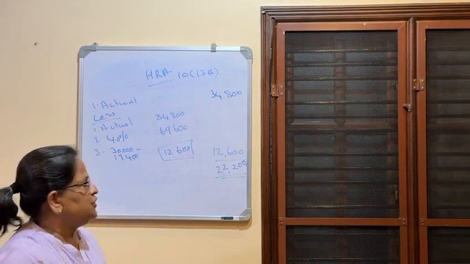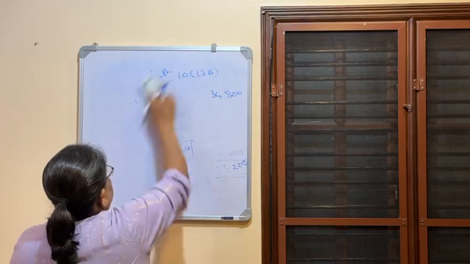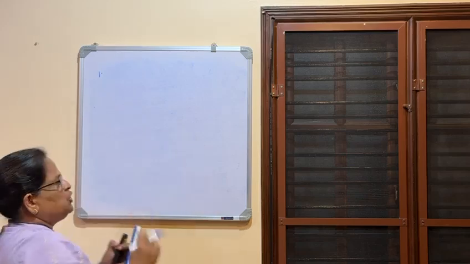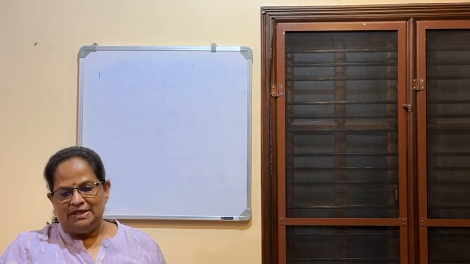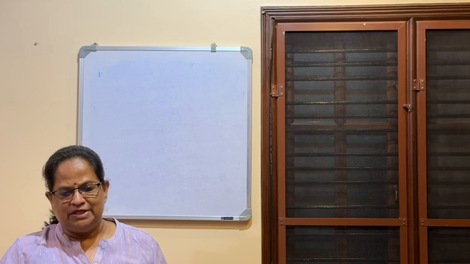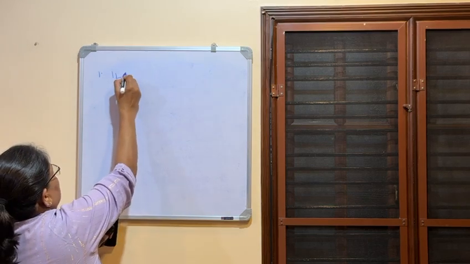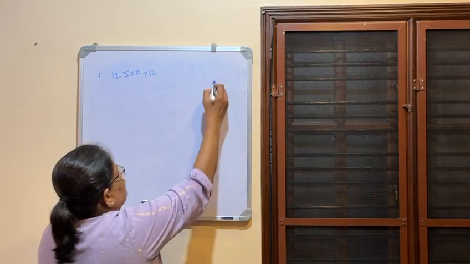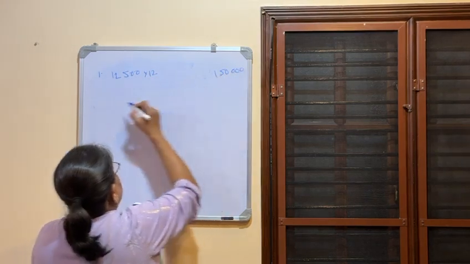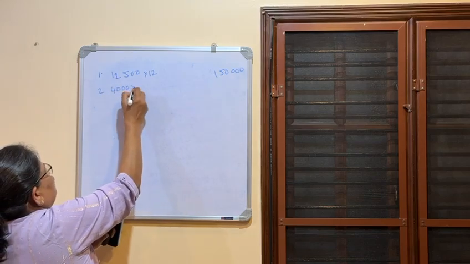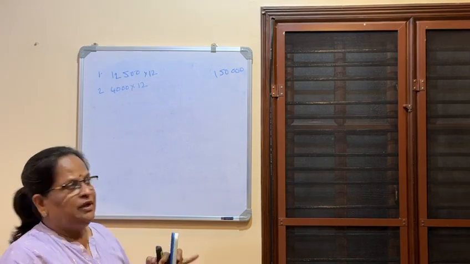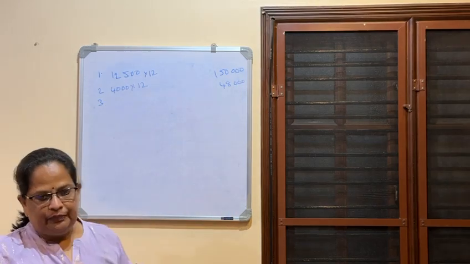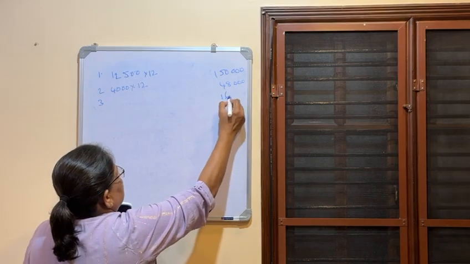Now we have to take the computation of salary. First, the title should be there: Table showing the computation of taxable salary of Mr. K for the assessment year 25-26. Salary 12,500 into 12, so the value is 1,50,000. Now dearness allowance 4,000 into 12, full value to take, as this is for computing the gross salary. 48,000.